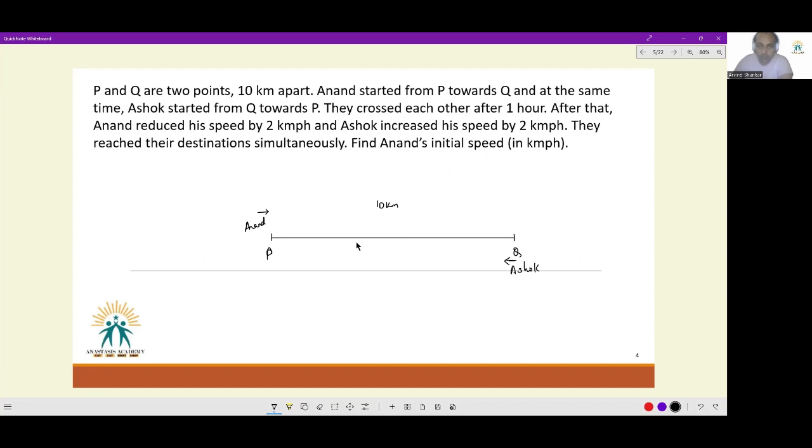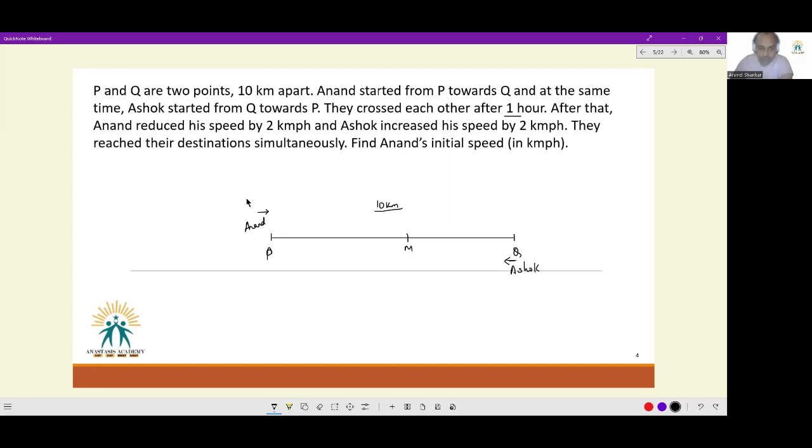They crossed each other after 1 hour. Let's say they met at some point in between, N. This is where they meet. When they're moving towards each other, they would meet when they have covered this entire distance of 10 kilometers.